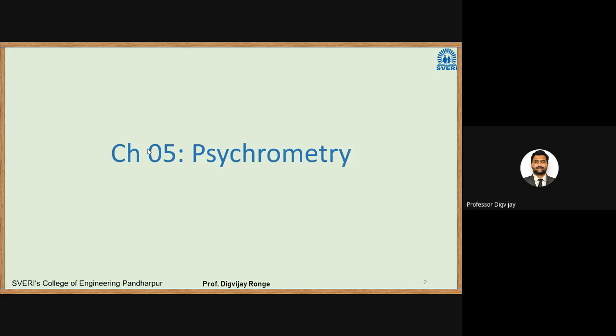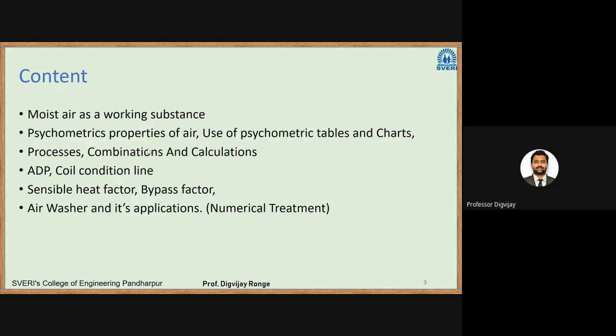Okay. So we'll see what psychrometry is. Before that, these are the contents of the syllabus. Moist air, then psychrometric properties that we'll see, processes, ADP (apparatus dew point), coil condition line, sensible heat factor, bypass factor. So this will be related to your numerical part. Then air washer and its applications. An air washer is one air conditioning system that you can use throughout the year. You can use it in summer, in winter, in the rainy season. So that will come under air washer and its applications.